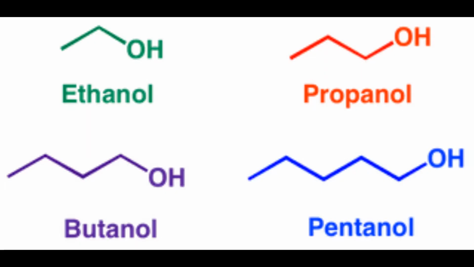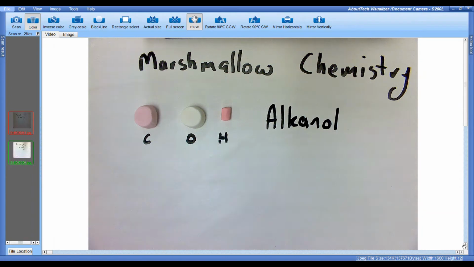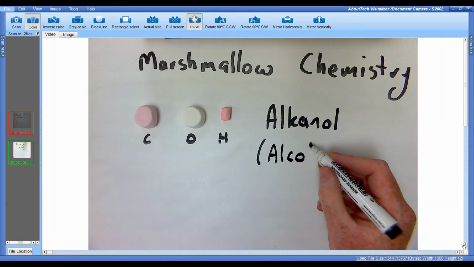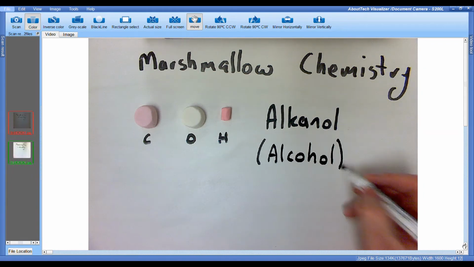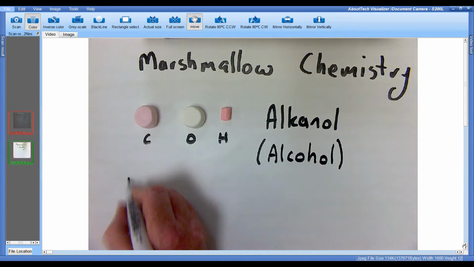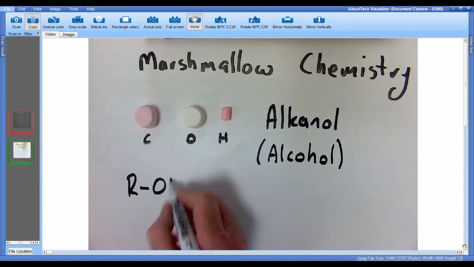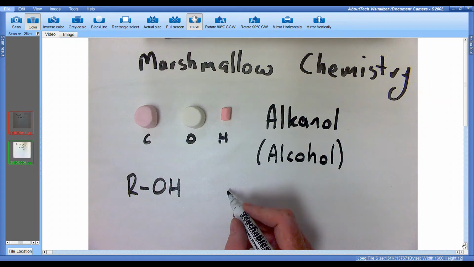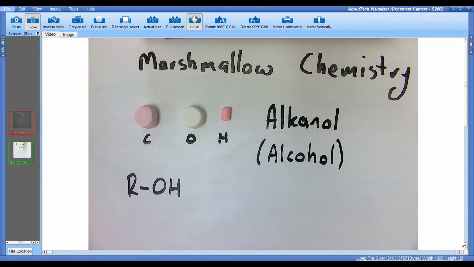Welcome back, guys. Continuing on with Marshmallow Chemistry, today our focus is going to be on alcohols and carboxylic acids. Just like last time, we're going to use marshmallows to build our compounds. The large pink marshmallow will be carbon, the large white one will be oxygen, and the small pink marshmallow will be hydrogens. The IUPAC name for alcohols is alkanol, with the formula ROH.